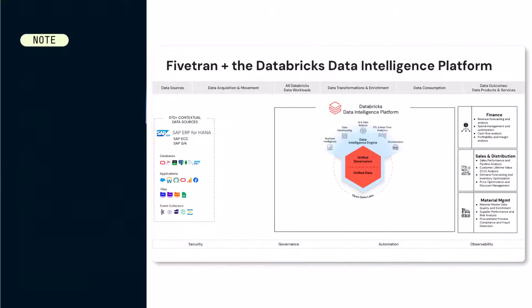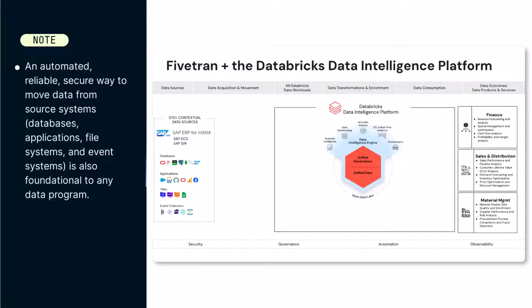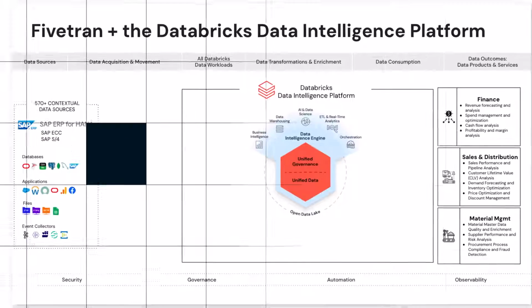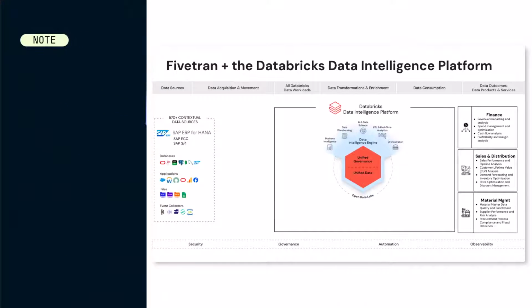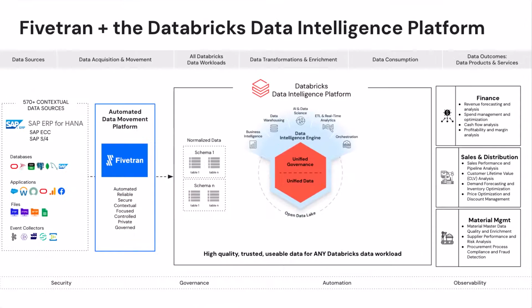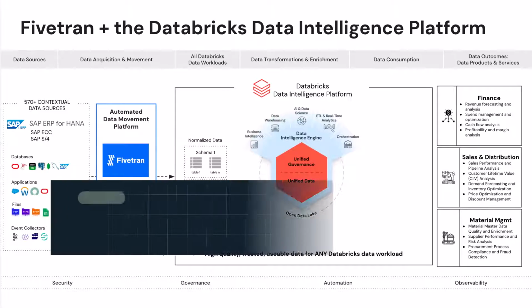We have over 8,000 customers. Many of them are also SAP customers. Databricks is at the center of all your data workloads, and Fivetran sits between over 570 sources and the Databricks Data Intelligence Platform to deliver fully automated, reliable, and secure data movement. Data that's always high quality, trusted, organized, and understandable.